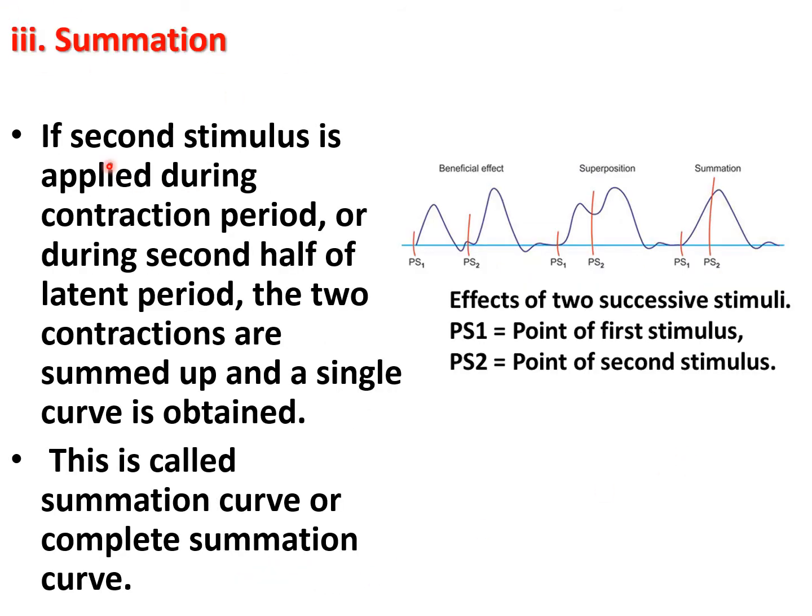Then summation. If the second stimulus is applied during the contraction period, or during the second half of the latent period, the two contractions are summed up and a single curve is obtained, and that is known as summation curve or complete summation curve. Both the curves are summed up and we obtain only one curve.